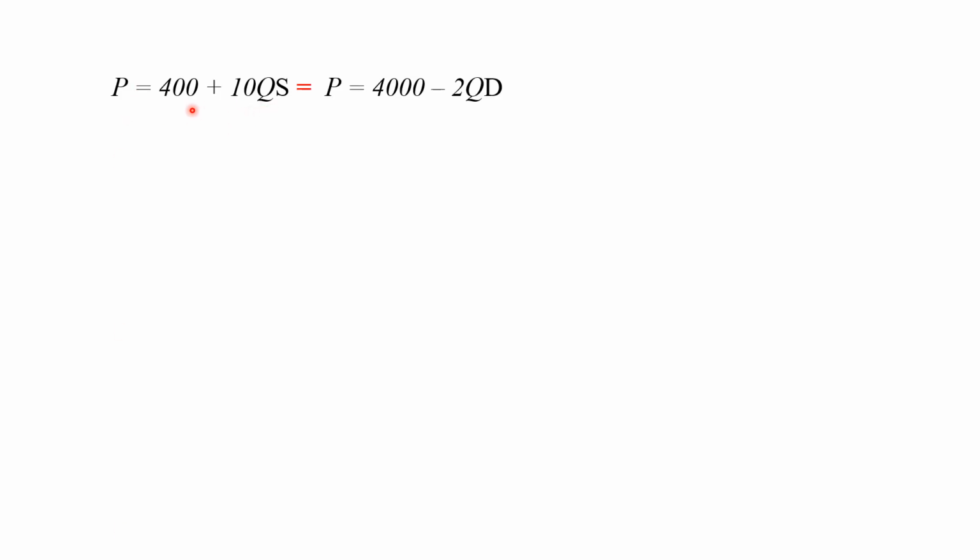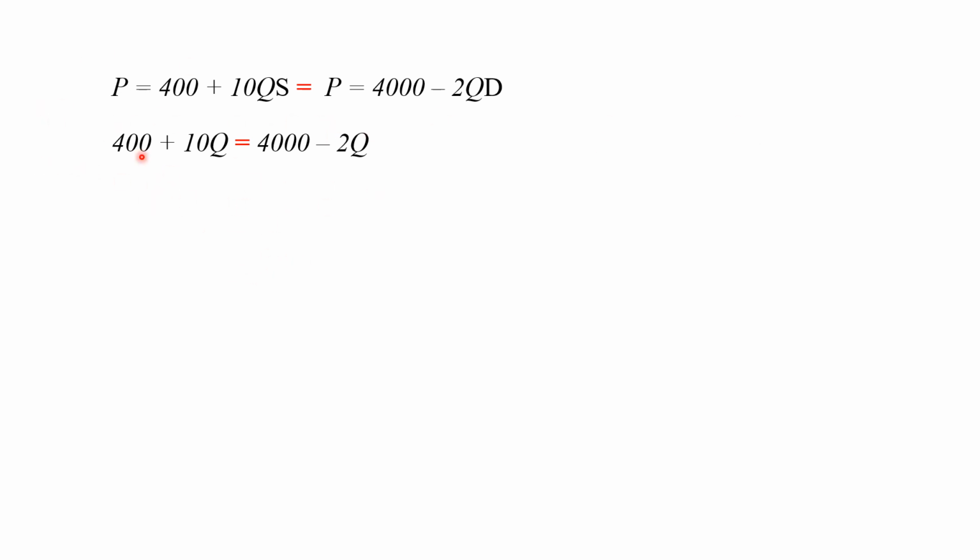So we have P is equal to 400 plus 10 QS, and that is equal to 4000 minus 2 QD. This is the equilibrium equation. I'm trying to equate both equations, so equation 1 is equal to equation 2. Now, if these equations are equal to each other, then 400 plus 10Q is equal to 4000 minus 2Q. I'm just saying the price is equal to the price, so P and P will cancel out each other.